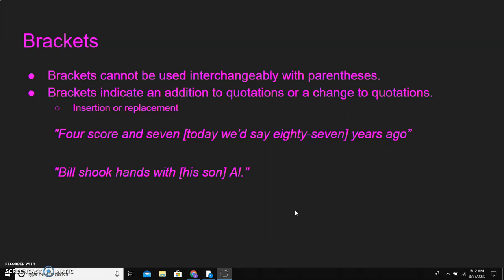So often this is the case. It's used for clarification, but these are obviously not the original speaker's words. This is someone quoting from Lincoln. Another example, Bill shook hands with [his son] Al. Okay, and so the writer needed to clarify who Al was when quoting Bill shook hands with Al.